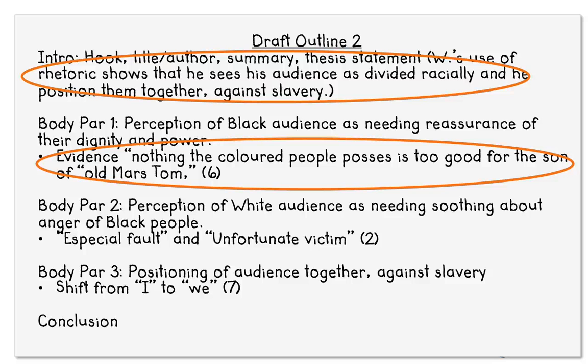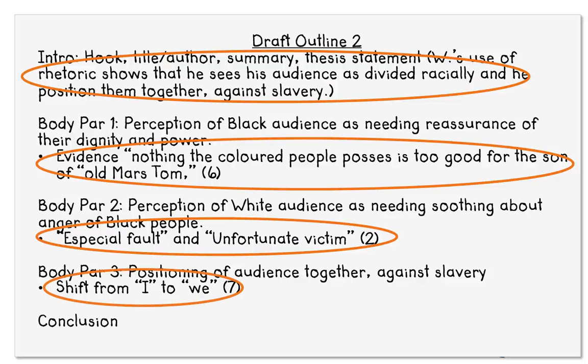I'm looking at my evidence, the quotation that showed that the black people were being really good to their former masters. The quotation with the special fault and unfortunate victim, which was showing that the white people, the blame didn't really rest on them. And then the shift from the I to the we. So those are my pieces of evidence, and that's my claim.